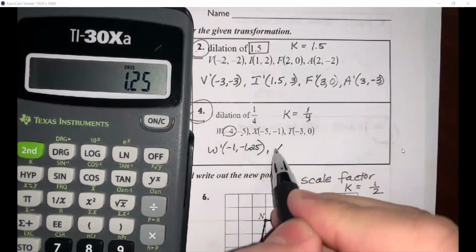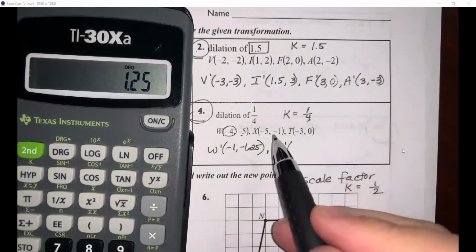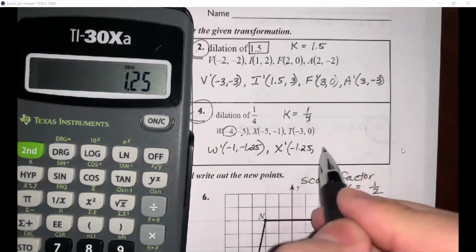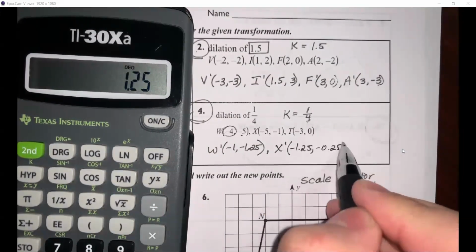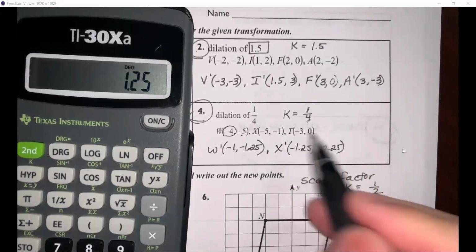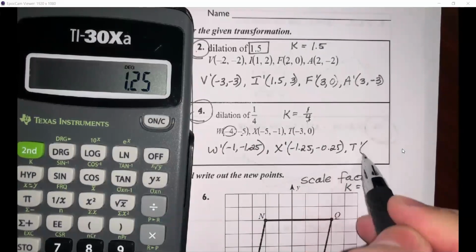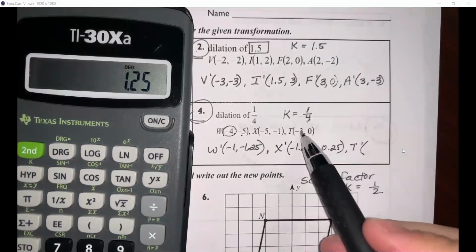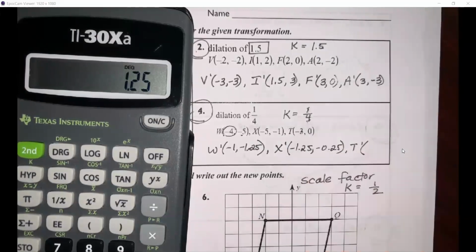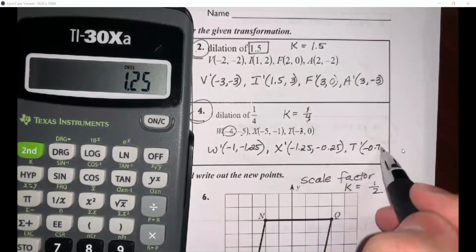My new x, let's see. If I get, same thing with -5. -5 is going to be -1.25. -1 will be -1/4 or -0.25 if I put that in my calculator. Right? And then finally, my new t, if I multiply -3 times 1/4, that'll be -3 times 1 divided by 4, will end up with -0.75.